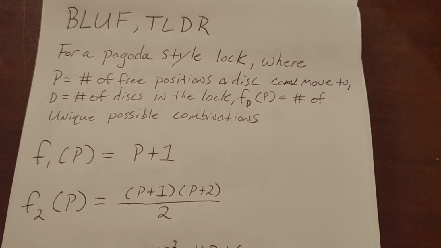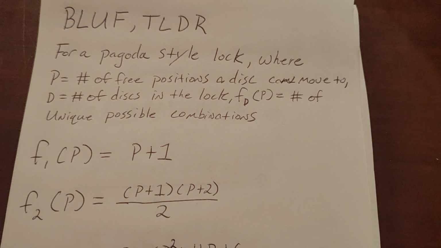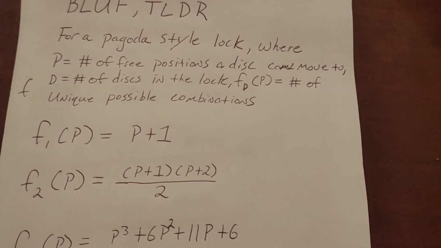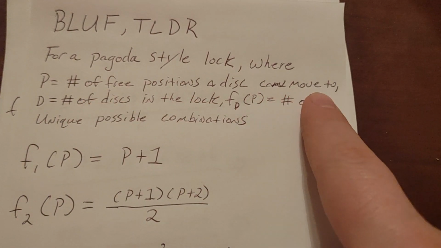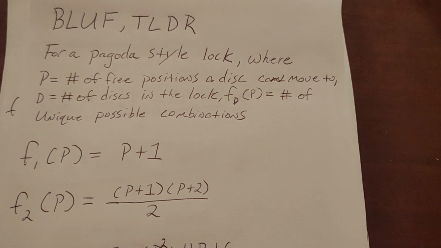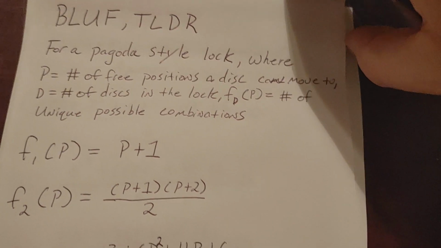So for a Pagoda style lock, where P is the number of free positions a disk can move to, and D is the number of disks in the lock, then F of P is equal to the number of unique possible combinations. And I just want to clarify too, the number of free positions a disk can move to does not include the position the disk is currently in.